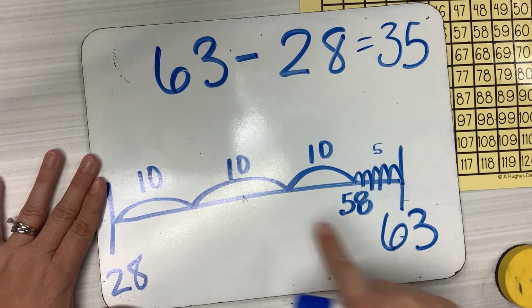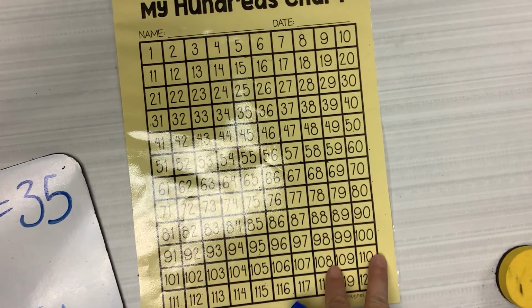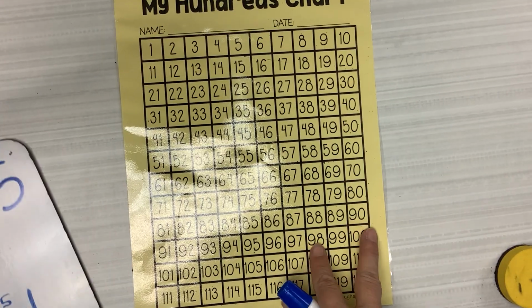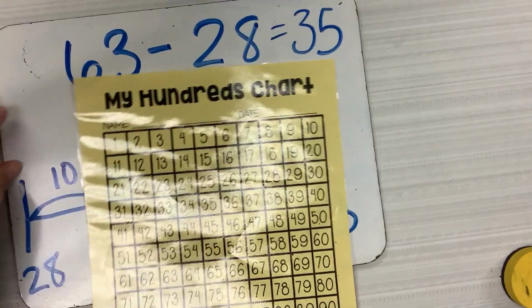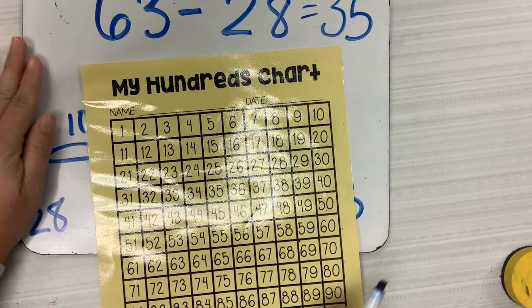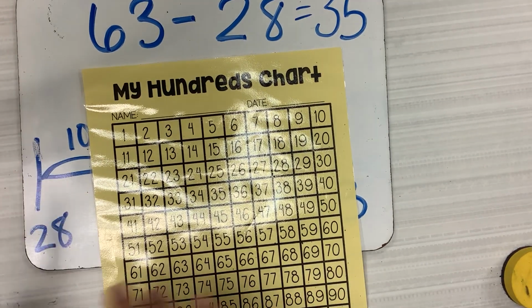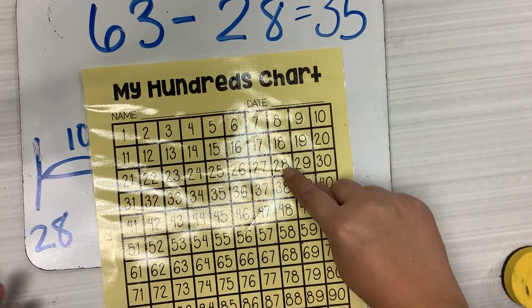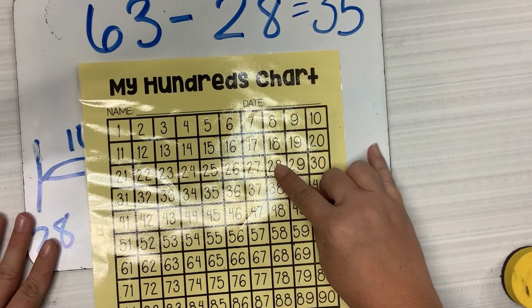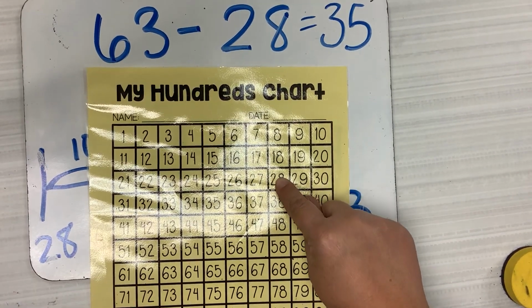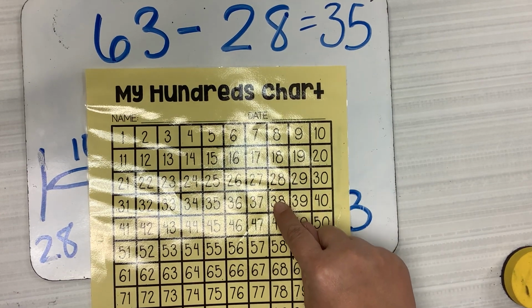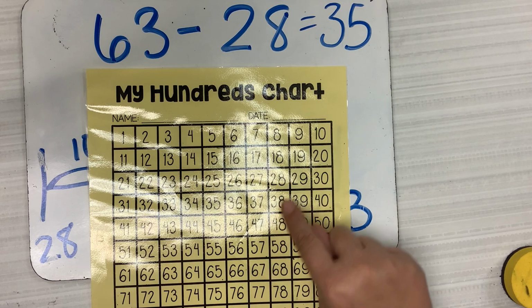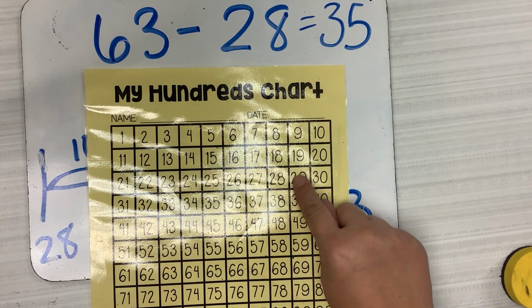This skill is very similar to what we do with our number line or our hundreds chart. So now I'm going to do 63 minus 28 using our hundreds chart. Keep it up here so you can see. First, I'm going to point to the 28, and I'm going to count down by tens, but when I go over, I'm going to count by ones. If I go down, I'm going to count by tens, 10, 20, 30, and if I go over, I'll count by ones, 1, 2, 3.